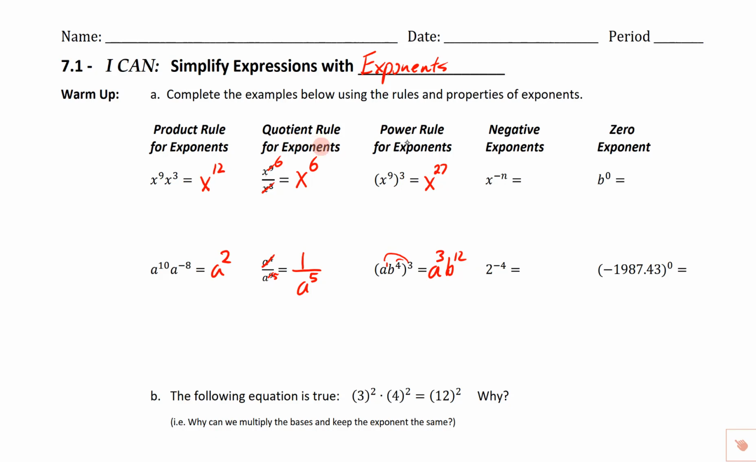Okay, so we've got those main 3 rules taken care of: the product rule for exponents, the quotient rule for exponents, and the power rule for exponents. If you have any trouble remembering how those work, one thing that you can do is you can remember how we learn the order of operations. So we learn how to add, then we learn how to subtract, then we learn how to multiply, then we learn how to divide, and then finally we learn about exponents.